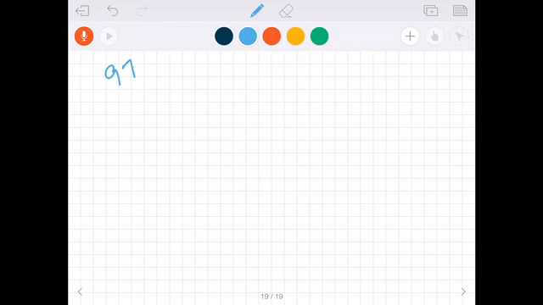Okay, so looking at your notes, it says if you have this equation, 2x plus 4 equals 6, what is the value of 3x minus 7?